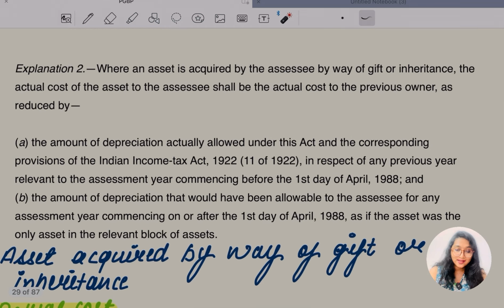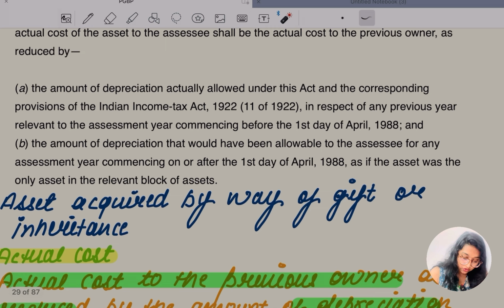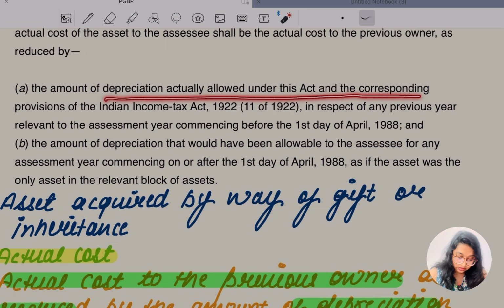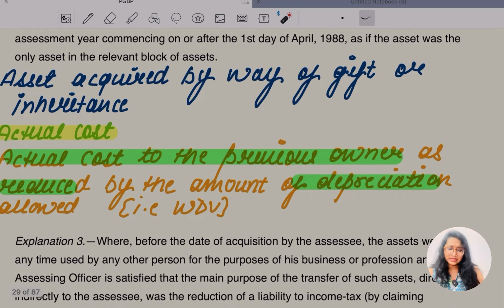So let's be quick, guys. Where an asset is acquired by the assessee by way of gift or inheritance, the actual cost of the asset to the assessee shall be the actual cost to the previous owner, which is to be reduced by the amount of depreciation actually allowable under the Act or the corresponding provision of the Income Tax Act, and the amount of depreciation that would be allowable to the assessee for any assessment year or commencement, whichever it is. So let me say it first.